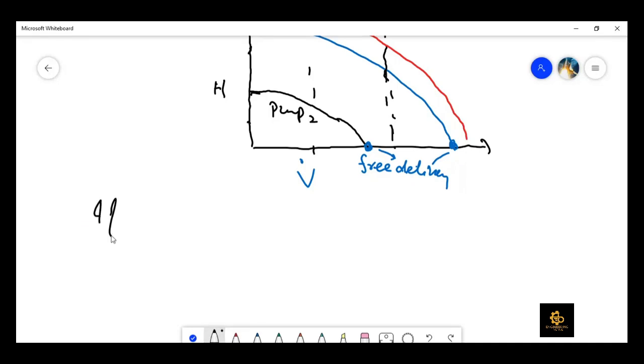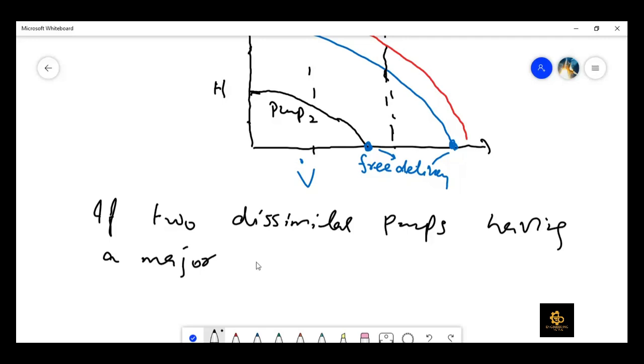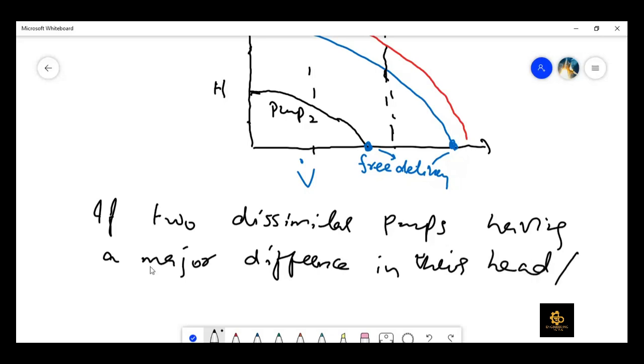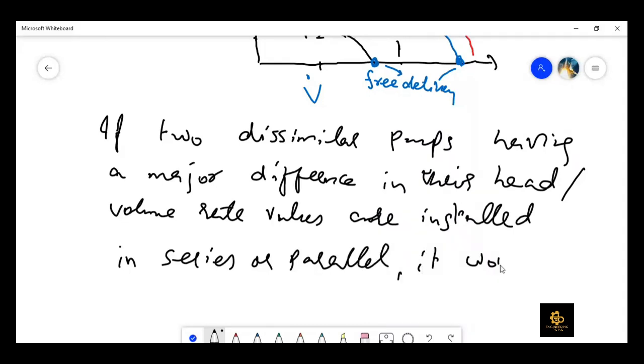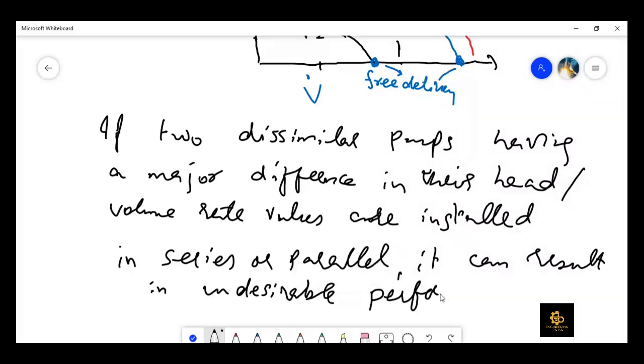So the conclusion is that if two dissimilar pumps having a major difference in their head and volume flow rate values are installed in series or parallel, it can result in undesirable performance degradation.